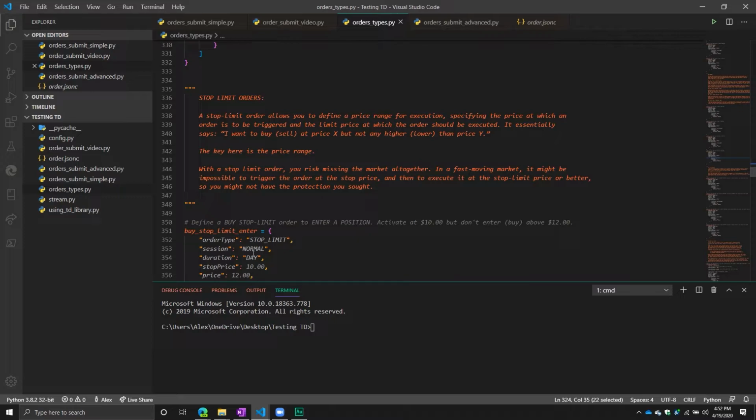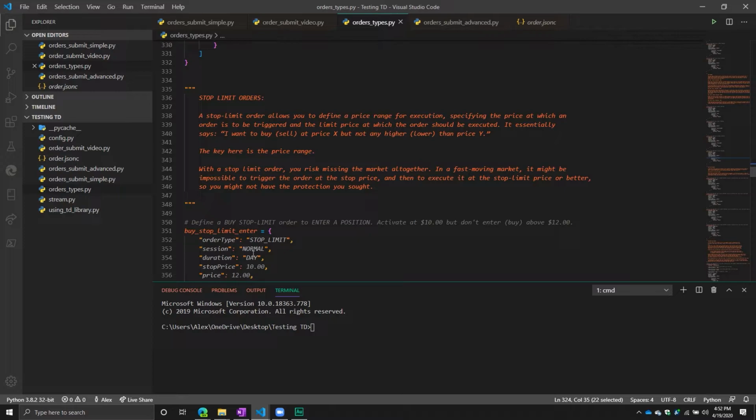With a stop limit order, you risk missing the market altogether. In a fast moving market, it might be impossible to trigger the order at the stop price and then to execute it at the stop limit price or better. So you might not have the protection you sought.